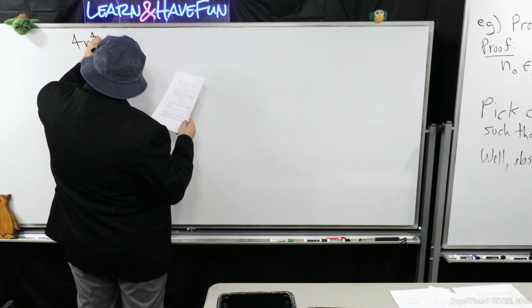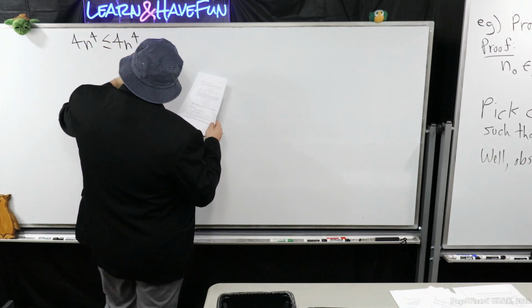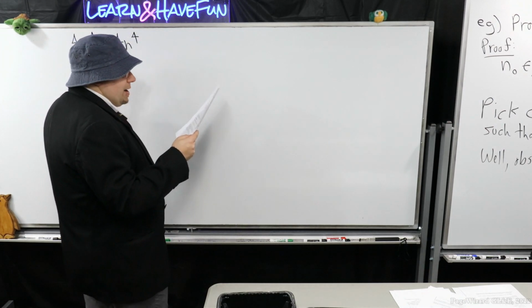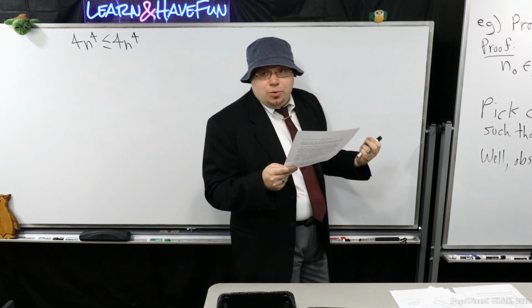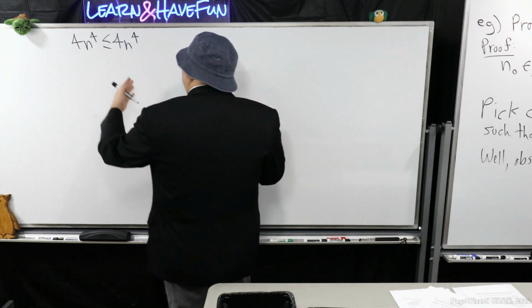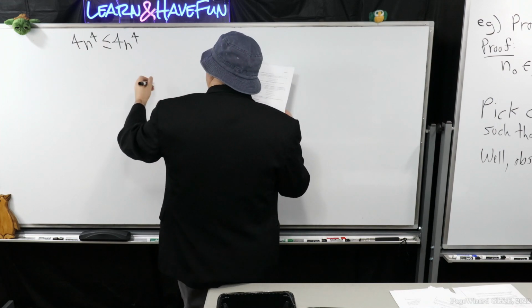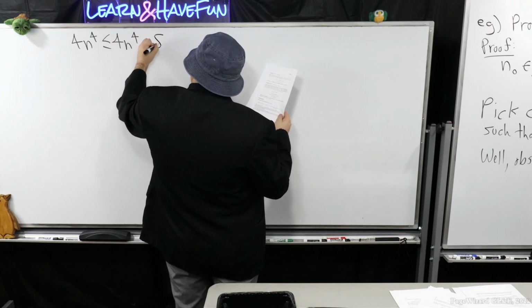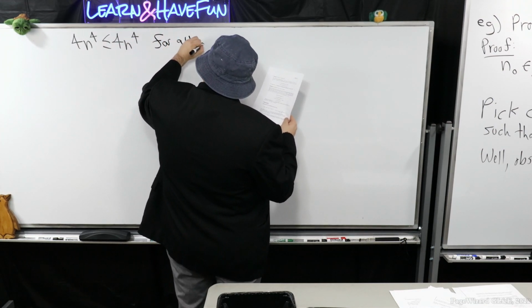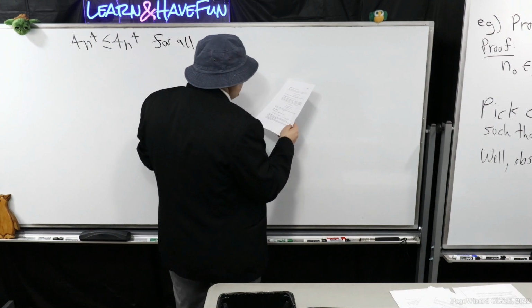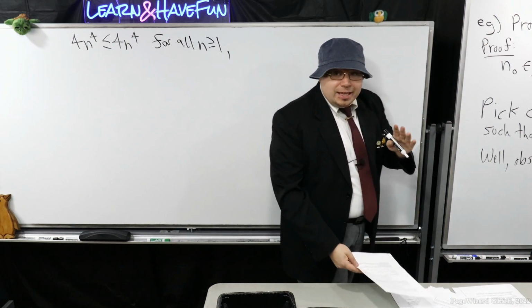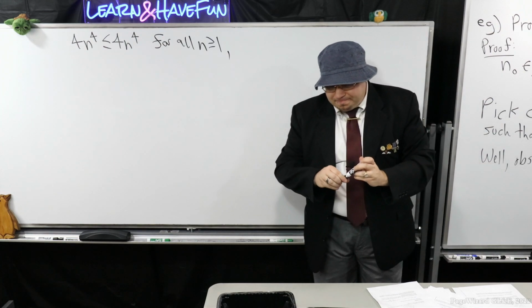As 4n to the power 4 is less or equal to 4n to the power 4. Remember, we could justify this for all n greater or equal to 1 because they're equal, right? If you simplify this, you get 1 is less or equal to 1, for all n equal to 1. But here's the thing. Let's talk about this.